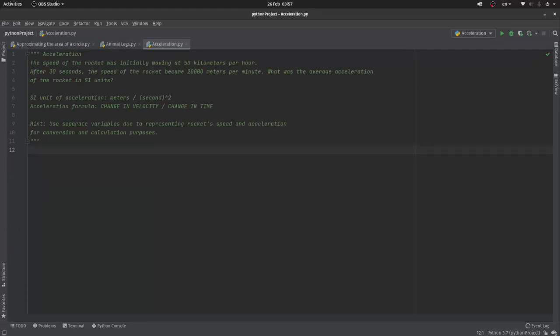Now let's continue with the third question. The question asks: the speed of the rocket was initially 50 kilometers per hour, and after 30 seconds the speed of the rocket became 20,000 meters per minute. What was the average acceleration of the rocket in SI units? We're given the SI units and the formula, and there's a hint saying to use separate variables for representing speed and acceleration for conversion and calculation purposes.